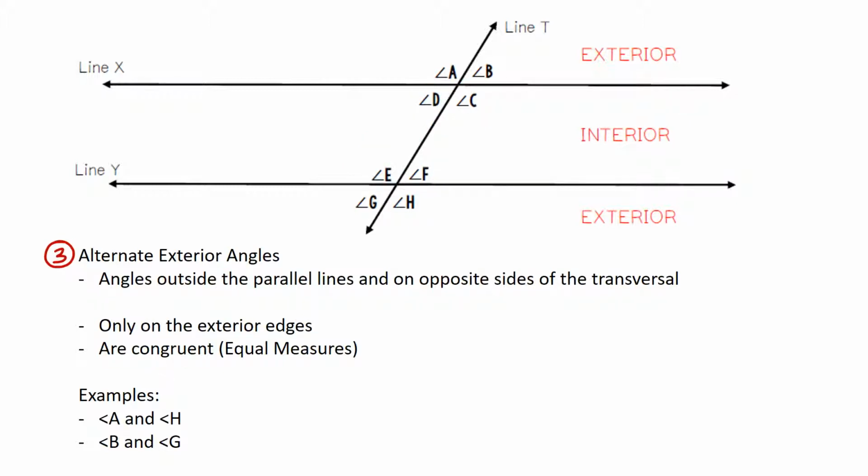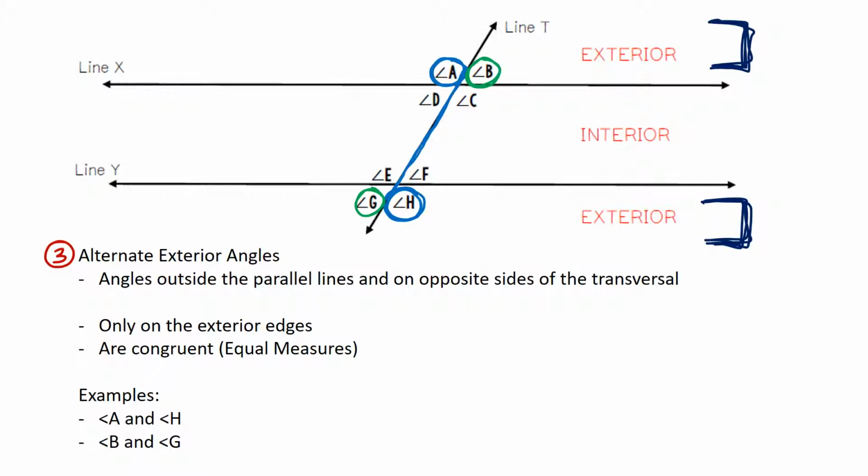The third vocabulary term is alternate exterior angles. They represent angles outside the parallel lines and on opposite sides of the transversal. So we're looking at the angles up at the top on the edge and on the bottom edge on the exterior section. Some examples would be angle A and angle H. They're on the outside edges, but on opposite sides of our line running through the middle.